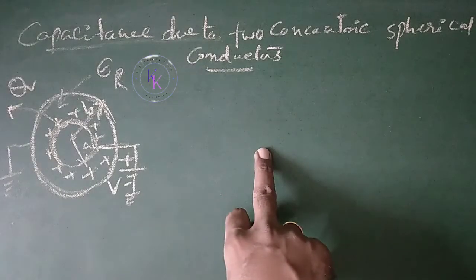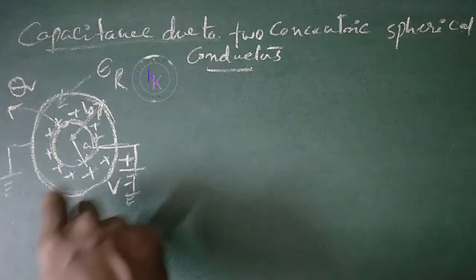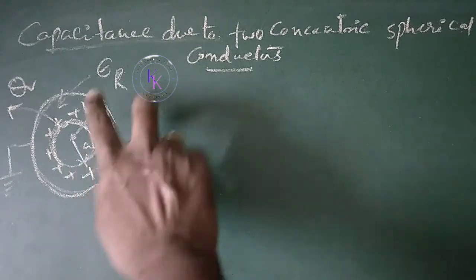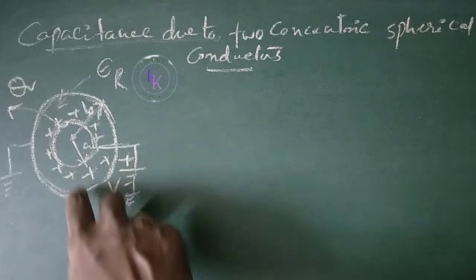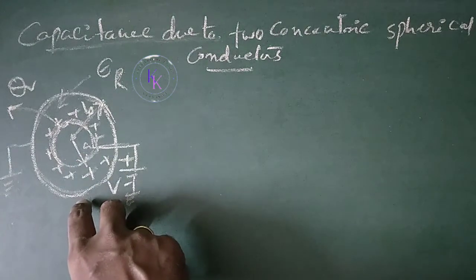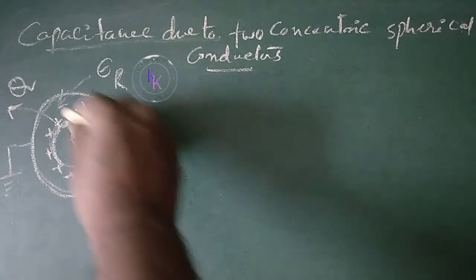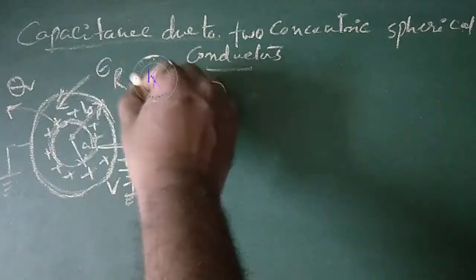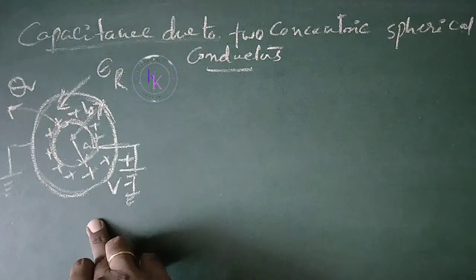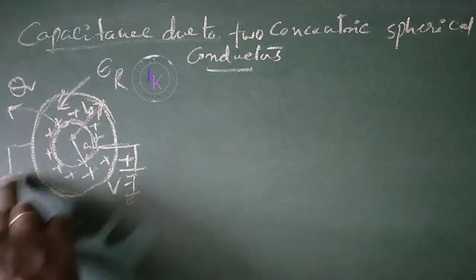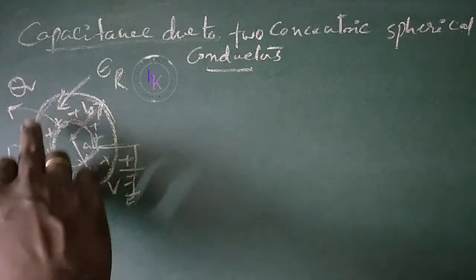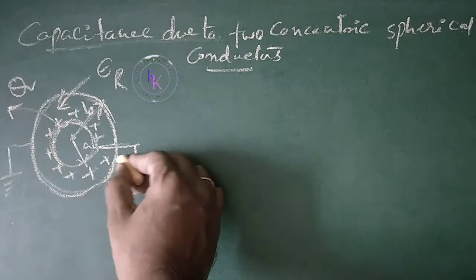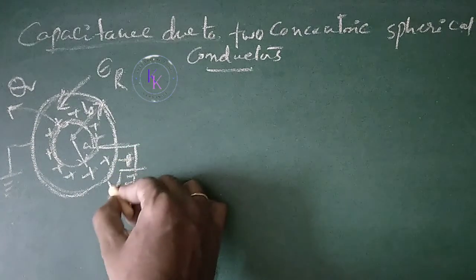Capacitance due to two concentric spherical conductors. Inner sphere having the radius a, whereas outer sphere having the radius b, and the space between these two spheres is filled with the dielectric material having permittivity of epsilon r, and the outer sphere is grounded. Inner sphere is having a charge Q on its surface due to the voltage given to this.